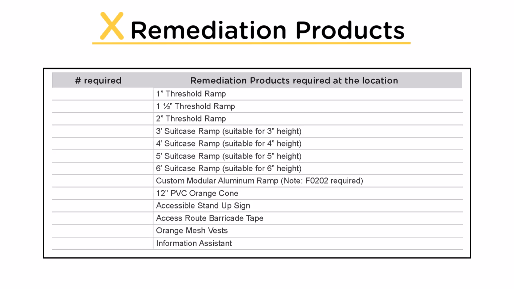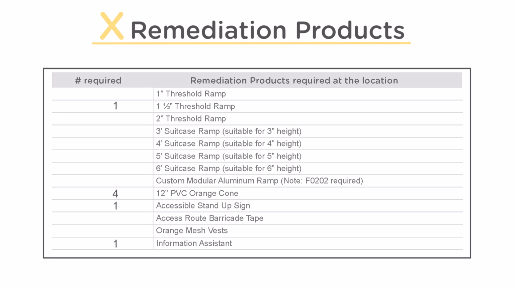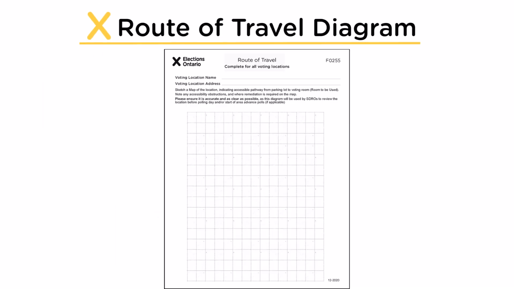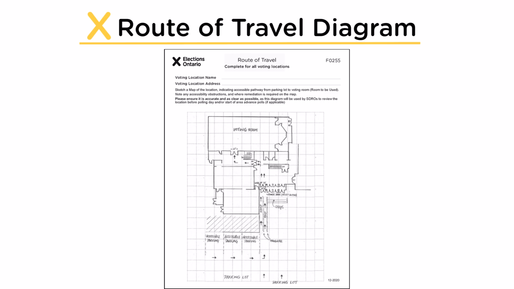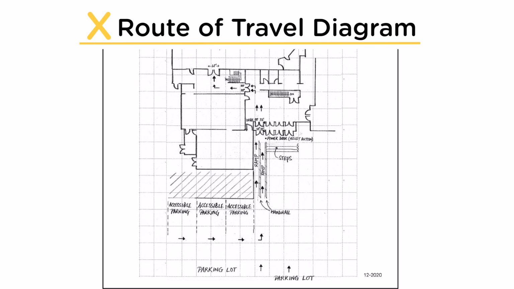After assessing the need for remediation products, record the quantity of supplies required in the checklist's Remediation Products table. The next section of the voting location checklist is Route of Travel. Draw a clear diagram of the accessible route as agreed upon with the landlord. Indicate any accessibility issues and where remediation is required.